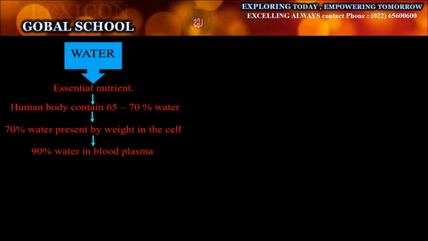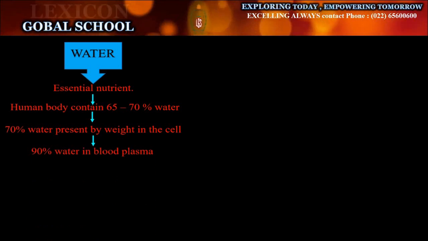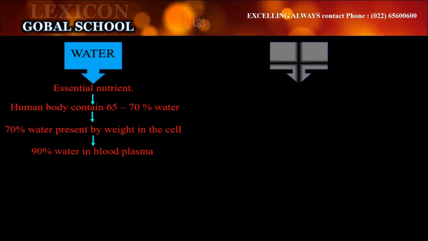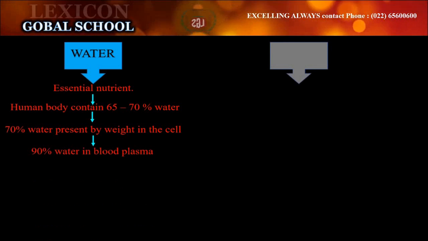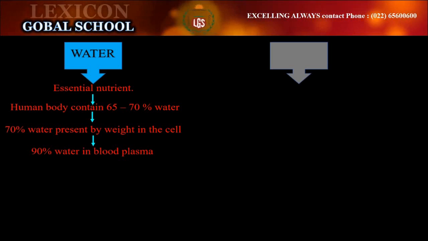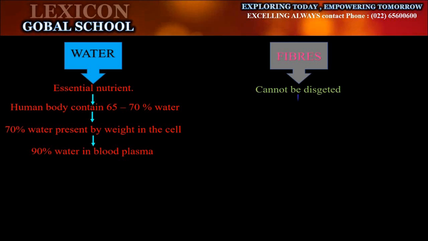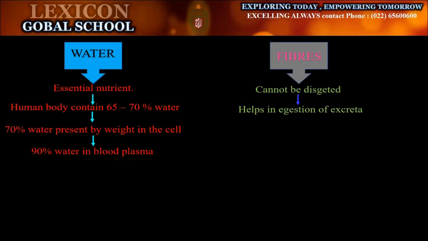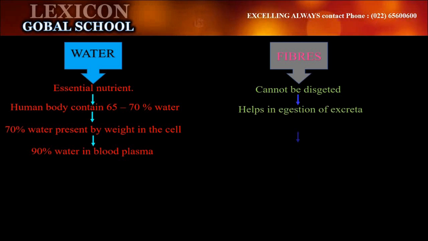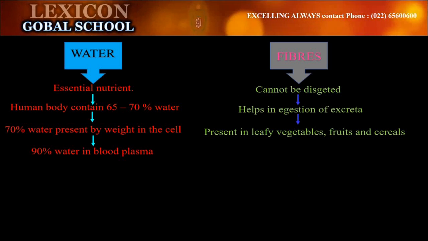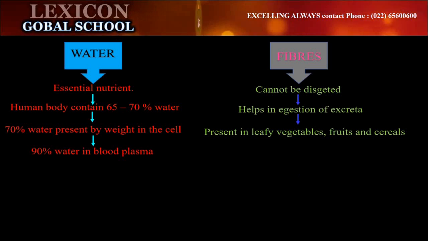Next, what we are going to study is about fibers. They are also a very important, essential nutrient part of our body. Fibers cannot be digested and hence they are helpful in digestion of other substances and egestion of waste. In leafy vegetables, fruits and cereals, there is a good amount of fiber.